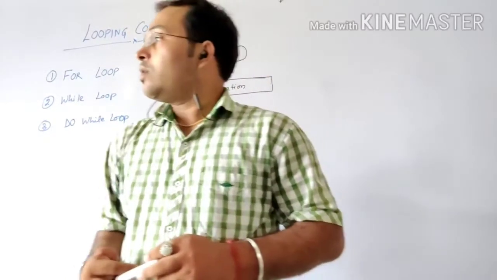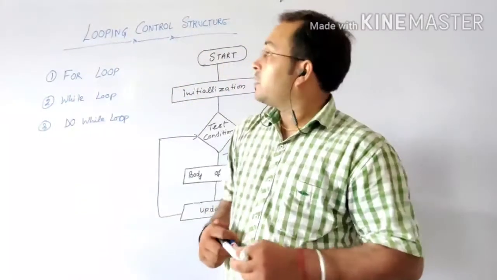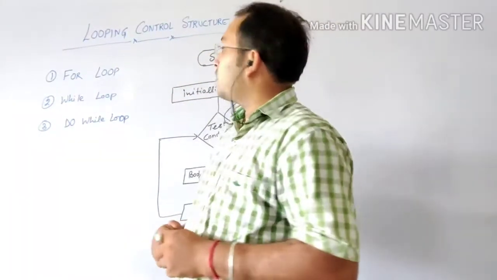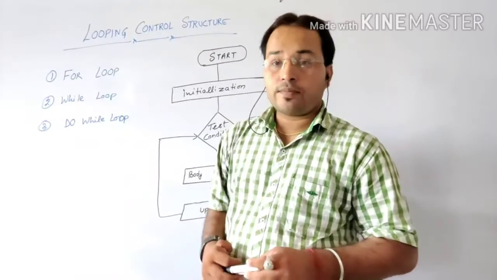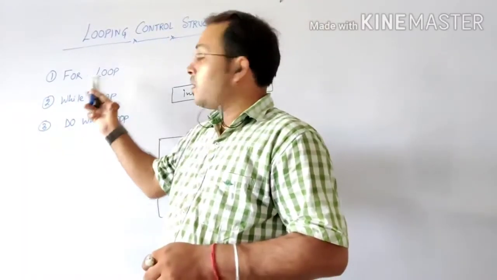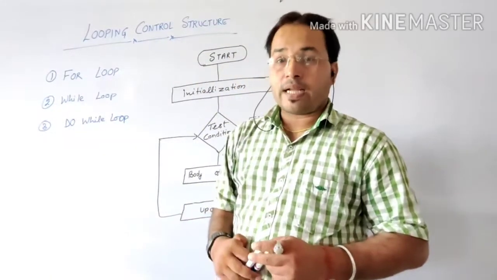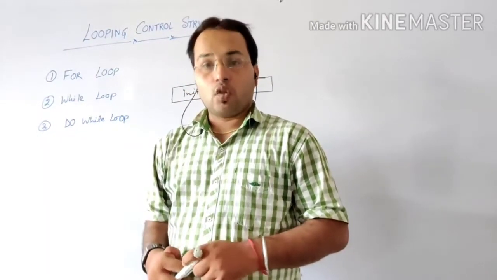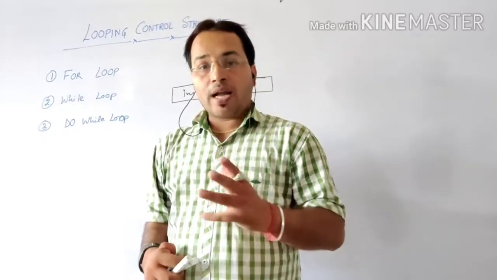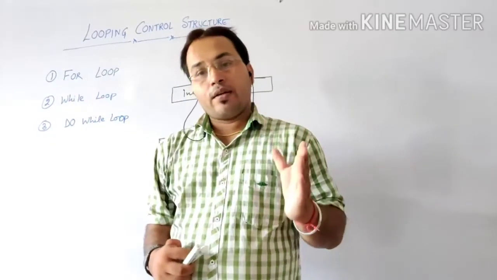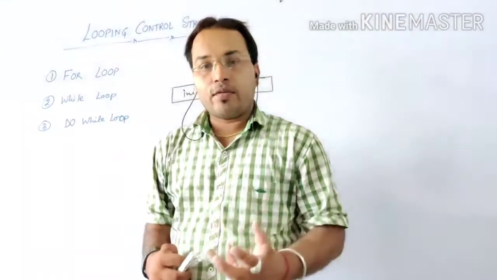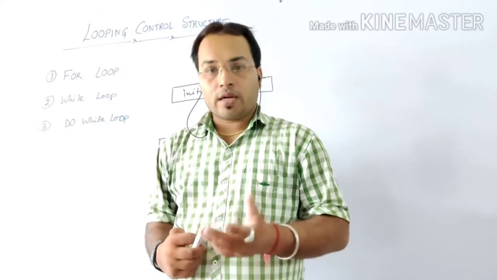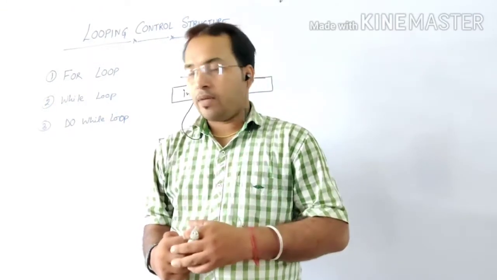Okay, so let us discuss the three control structures of looping. The first one is for loop, the second one is while loop, the third one is do while loop. They all have different categories and different features, and I'll tell you about them one by one.